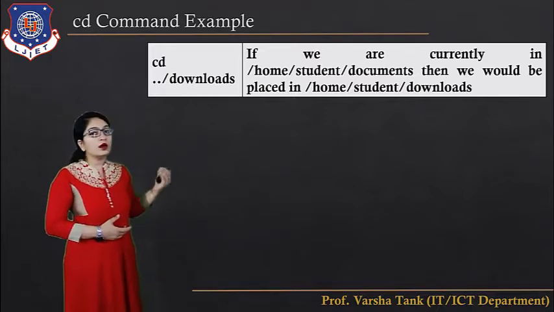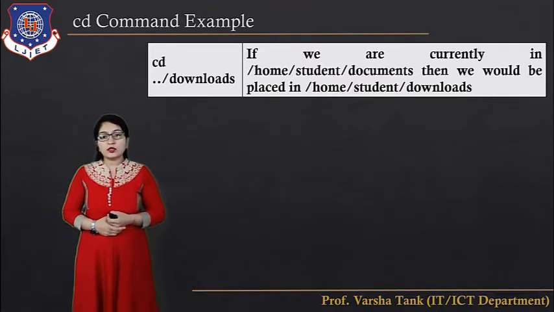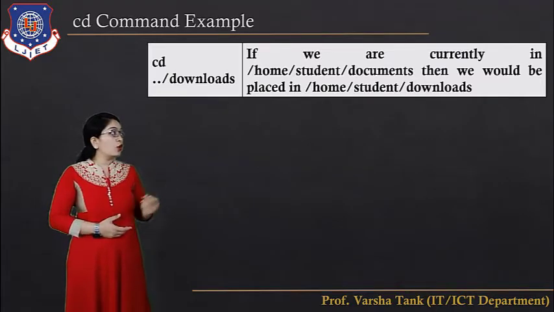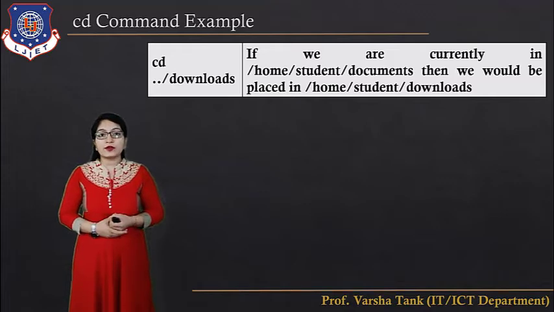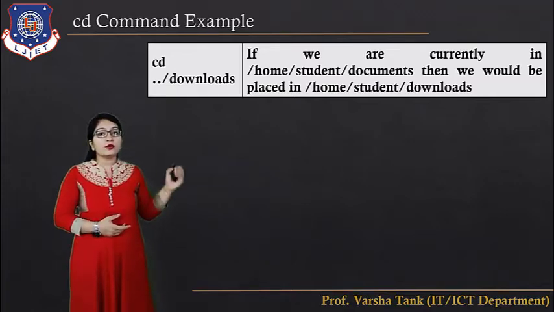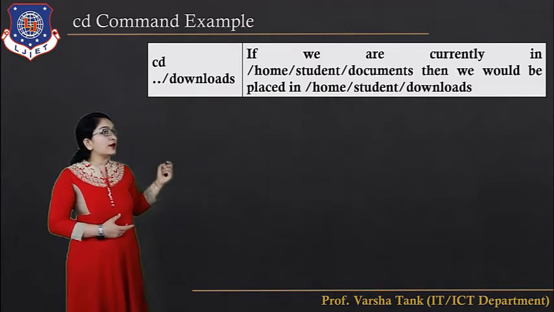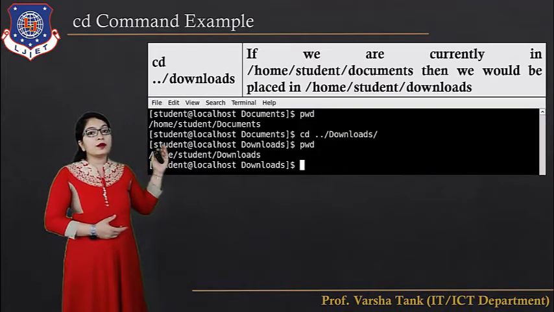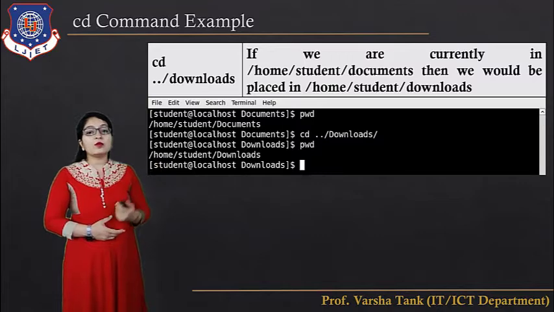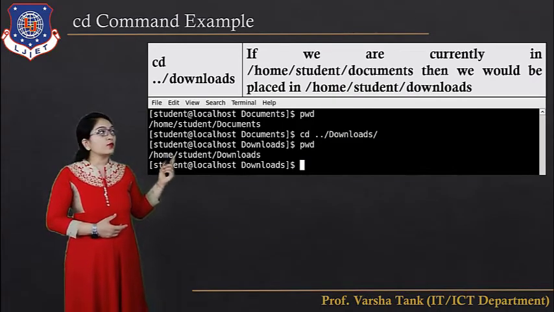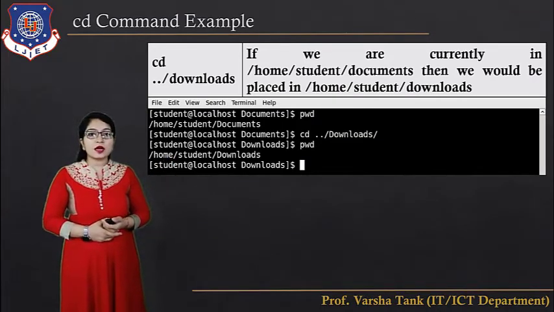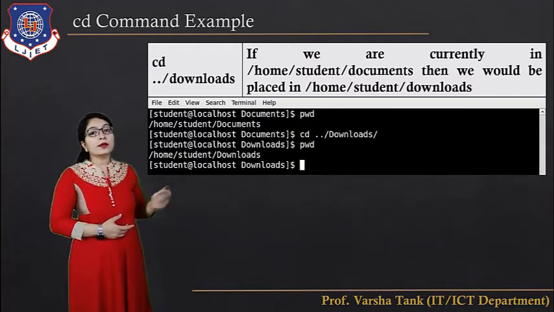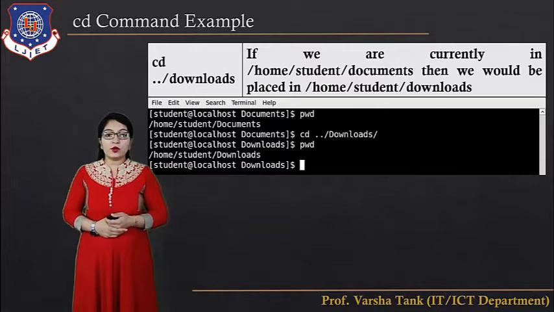Okay, now this is the fourth type, cd dot dot slash downloads. That means if you are currently working in the home student documents directory and you want to move to home student downloads, then you can write this command. Here you can see pwd, the print working directory, shows documents. But if you write cd dot dot slash downloads and then print the working directory, it will show that you are currently in downloads.